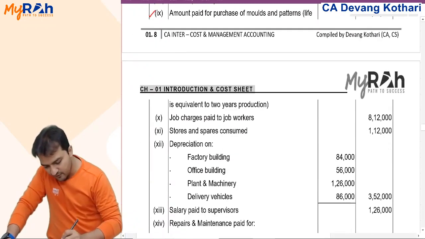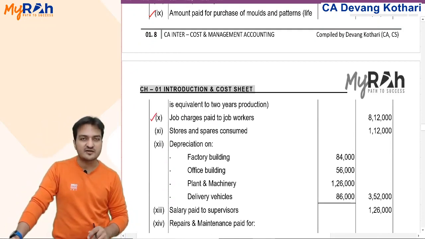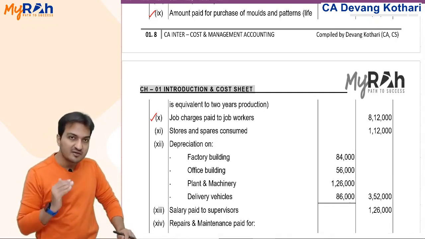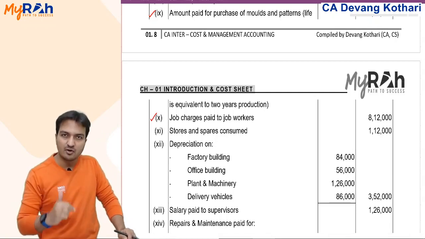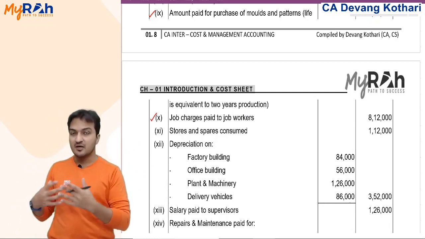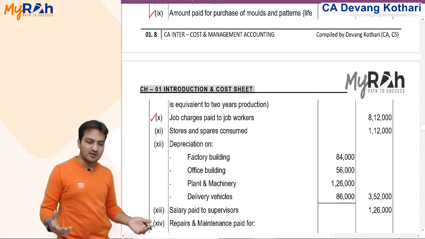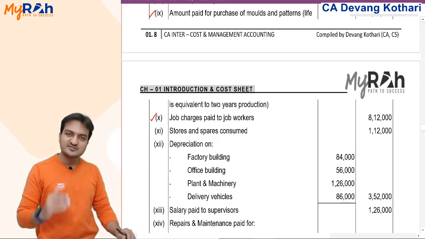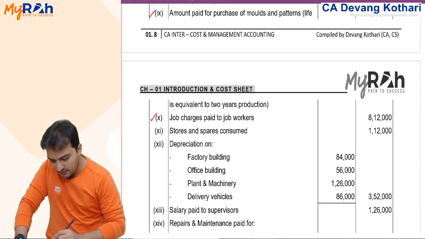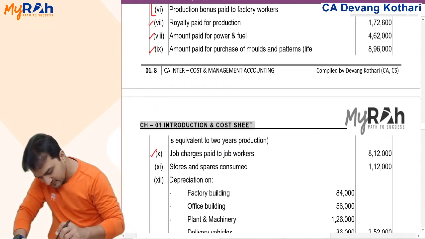Job charges paid to workers. Job charges paid to the worker is also falling under direct expenses, because it is not your routine employees. Direct labor will be those people who are employed in your company. This is not salary or wages. This is job charges paid to job workers. If you are doing production in terms of job work, then I don't pay salaries to any employees because I might not have any employees. I just pay the job charges. That job charges will therefore fall under direct expenses. Anyways, so these items I'll say will fall under direct expenses.